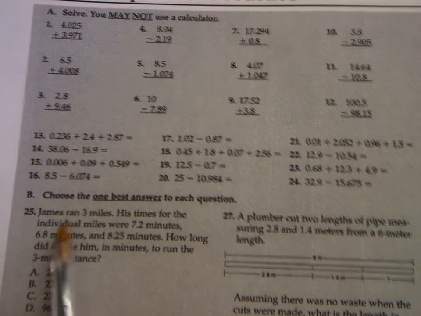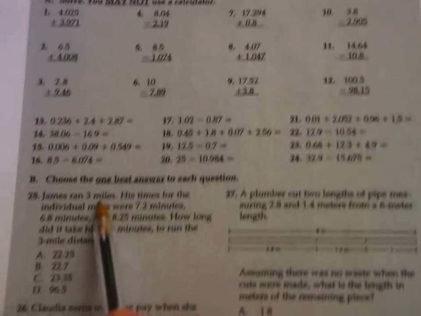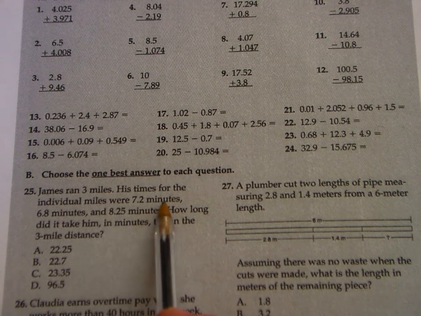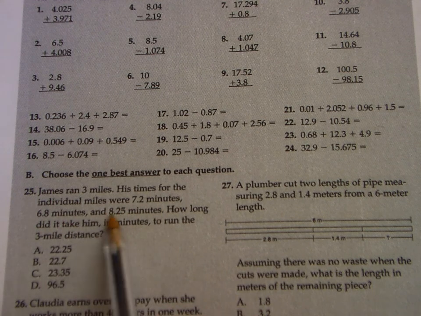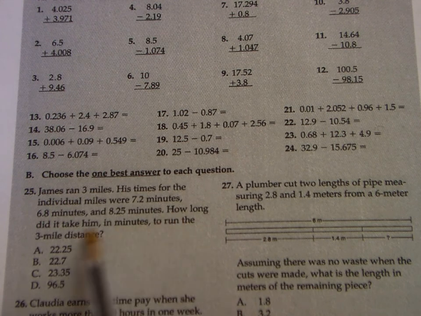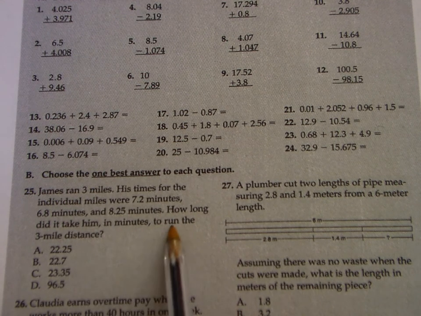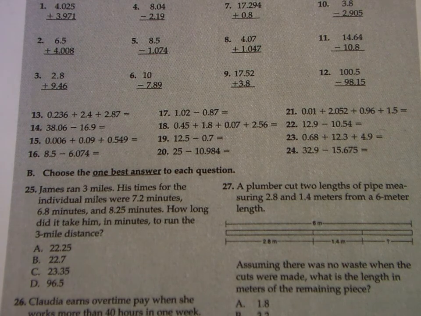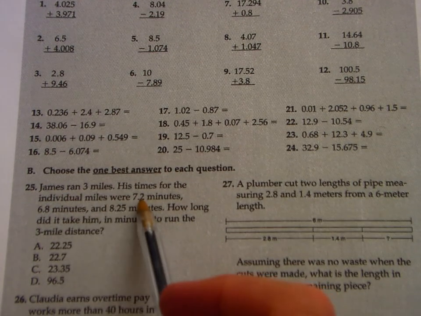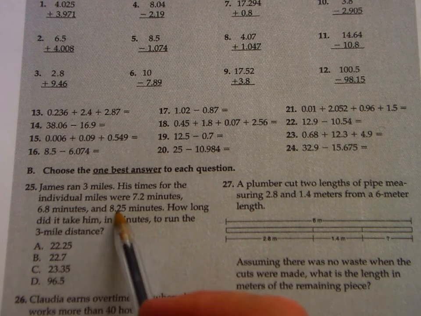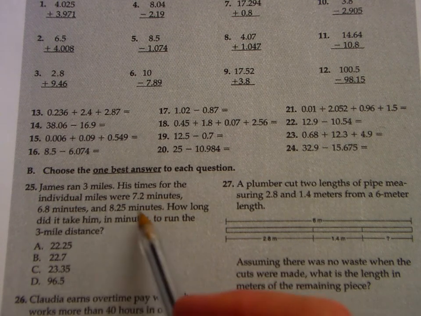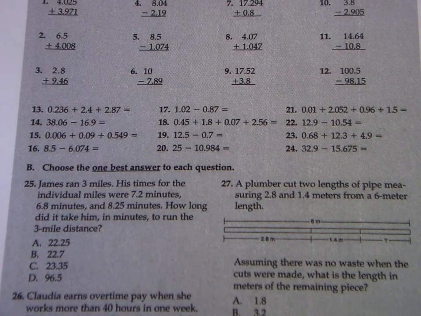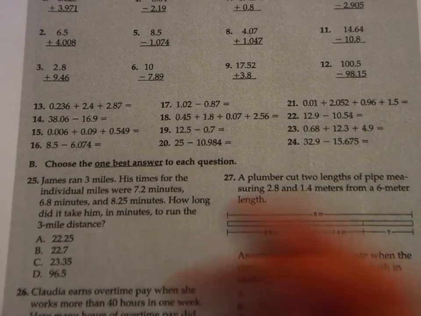Okay, here we go. James ran 3 miles. His times for the individual miles were 7.2 minutes, 6.8 minutes, and 8.25 minutes. How long did it take him in minutes to run the 3-mile distance? So he ran 3 miles. That was his first mile, his second mile, and his third mile. How do you find out how many altogether did it take him to run the 3 miles? What do you do? You add.